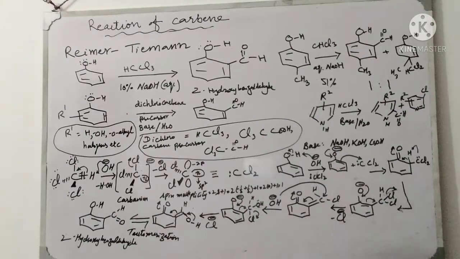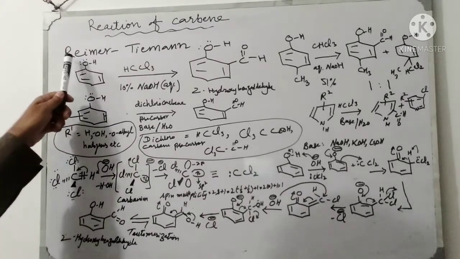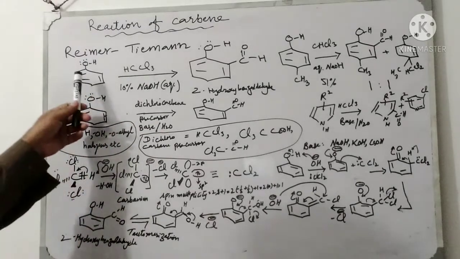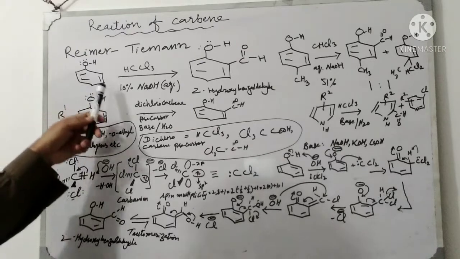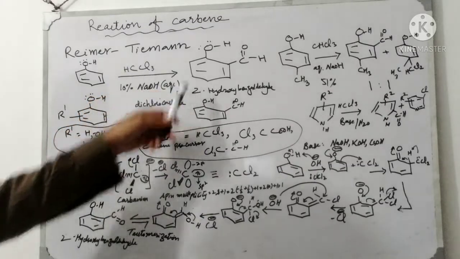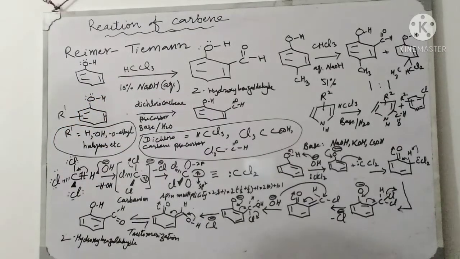So hello viewers, as we are discussing the reaction of the carbene, here we are discussing a very important reaction. This reaction is called the Reimer-Tiemann reaction. When a phenol is treated with 10% aqueous sodium hydroxide and chloroform, it gives 2-hydroxybenzaldehyde as a major product. So the Reimer-Tiemann reaction is the formylation of phenols using chloroform in aqueous alkaline medium.